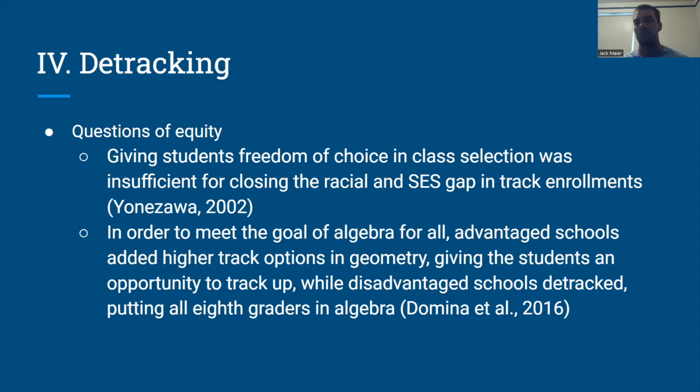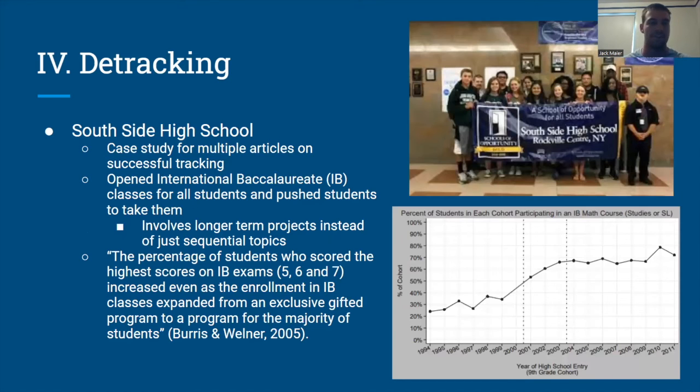Whereas disadvantaged schools try to just use one track and move that up. So for the goal of algebra for all, a detracked or disadvantaged school would just put all their 8th graders in algebra, whereas a more advantaged school generally would have different levels, like geometry and honors geometry, available to freshmen, to have the incoming freshmen placed into those different classes.